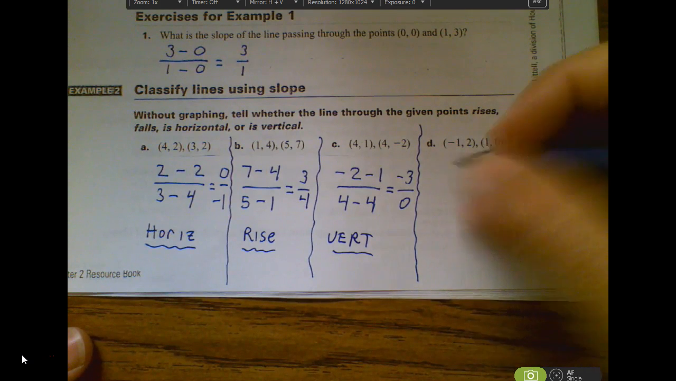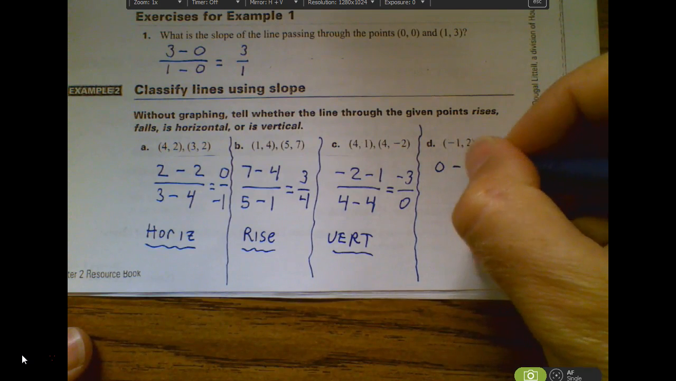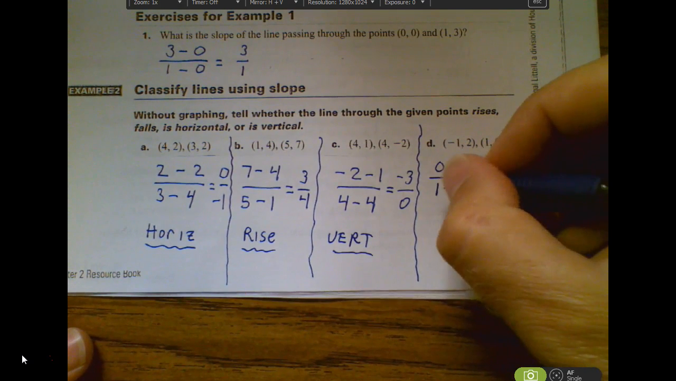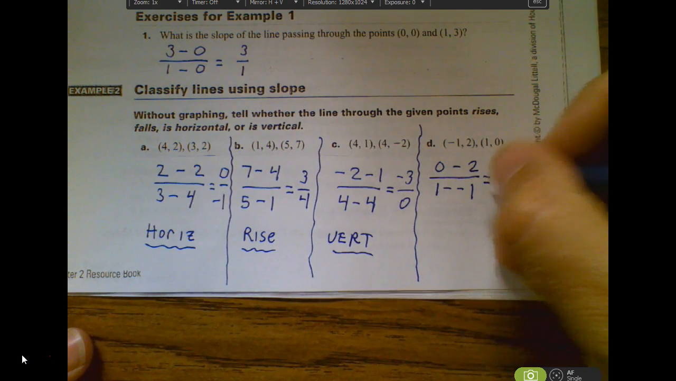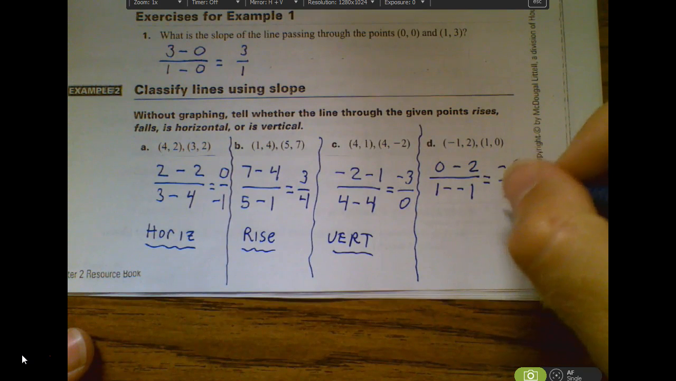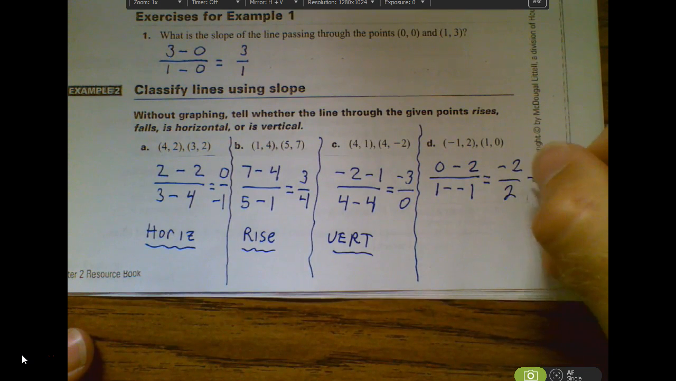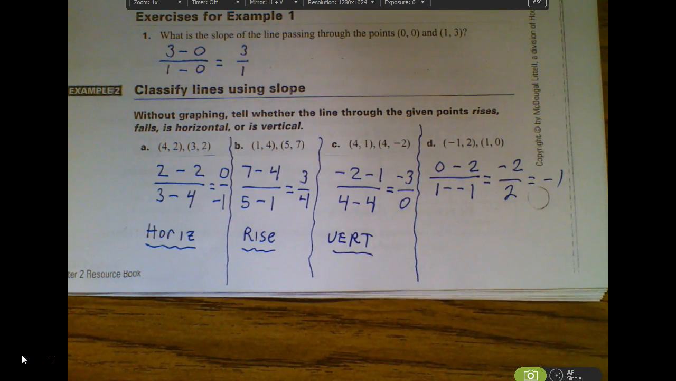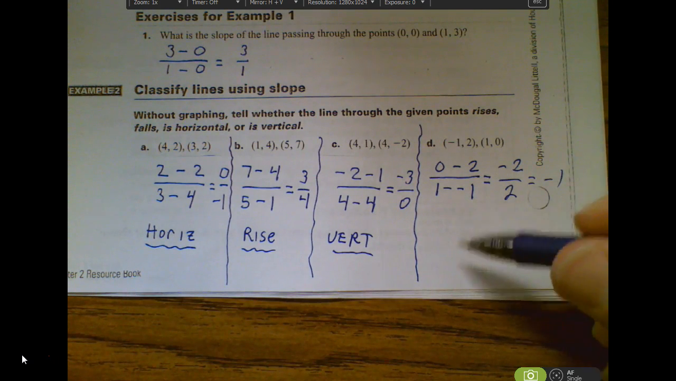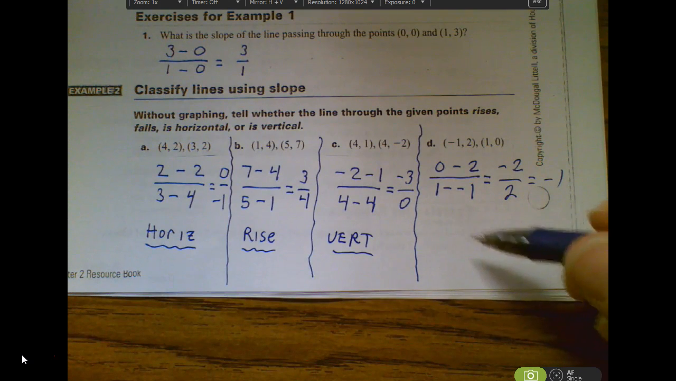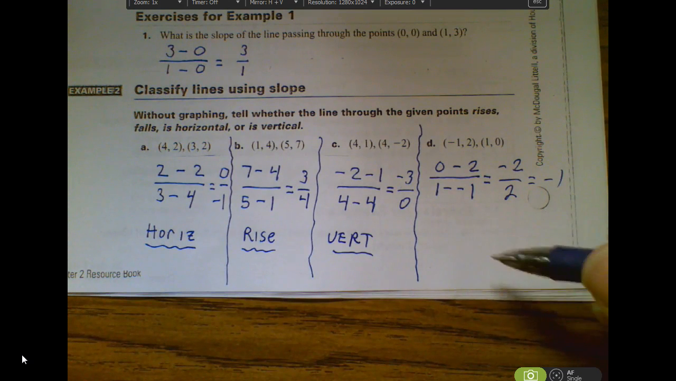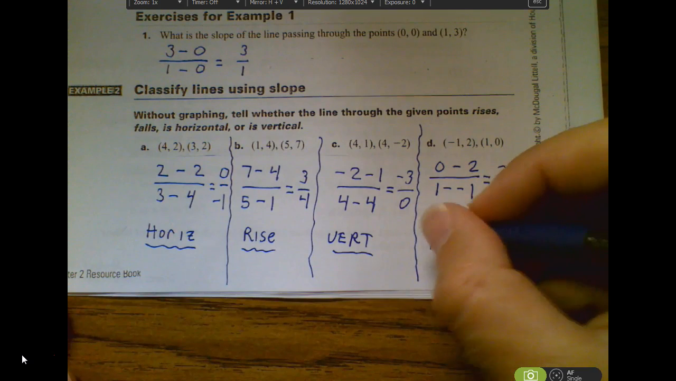Part D, last one, I'm going to do my y minus y over x minus x. So if we did a little cleanup on that, 1 plus 1 is 2. So on this one you can see that I do have a negative slope, right? Which means this graph is going down and to the right. So I get a line that looks like this. So a negative slope is one that we would say is falling.